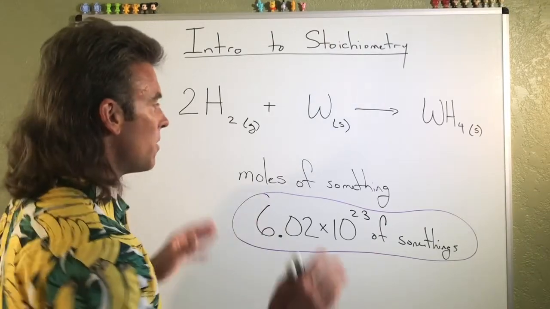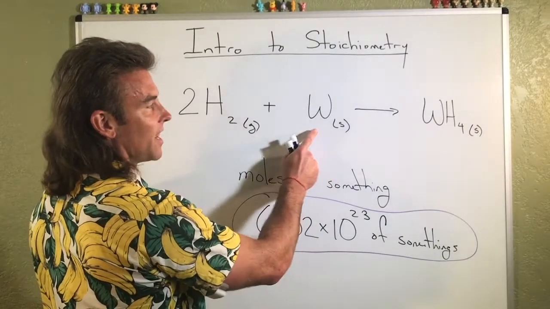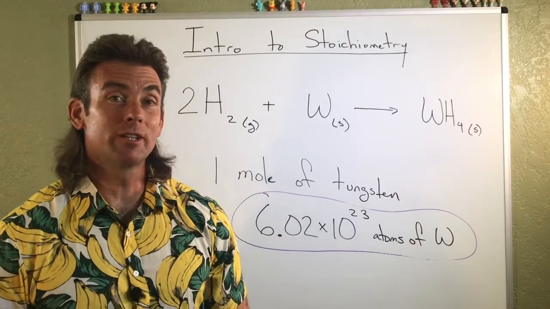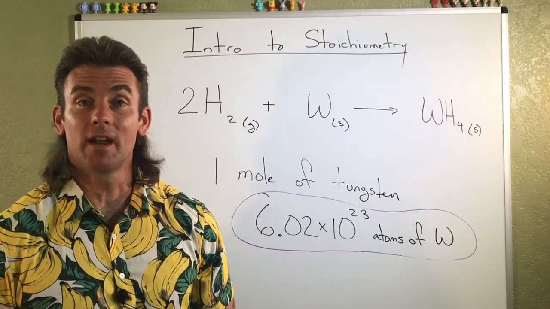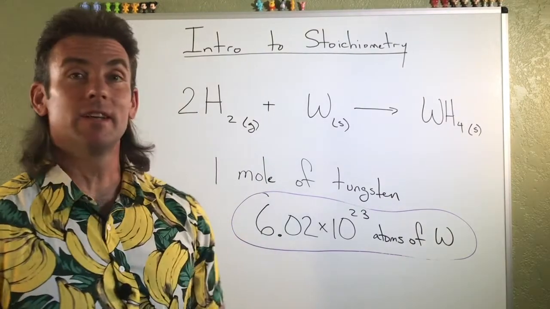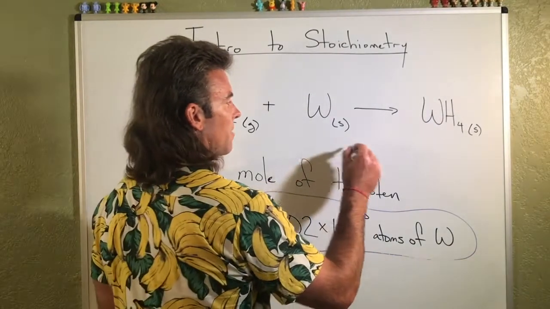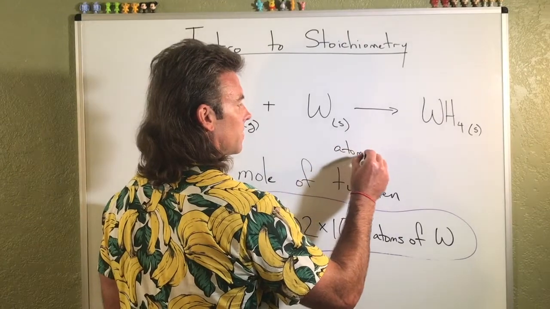And so if we went back to this reaction, let's say that I wanted to measure out a mole of tungsten atoms. Okay, so I looked up that number on the periodic table. It turns out that when you look at tungsten, find it on the periodic table, you'll see that atomic mass that's listed right out.